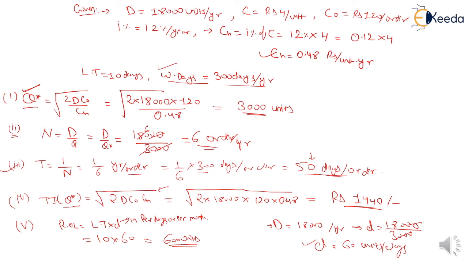What is the reorder level? Reorder level is nothing but lead time into demand. Here please take care of the units. Small d is in units per day, so the capital D is divided by the working days to easily find the small d in units per day, and putting the value, the reorder level is 600 units. Clear to all, students, how to calculate?